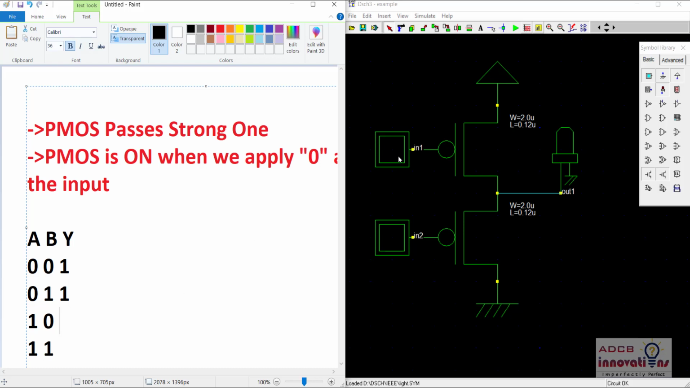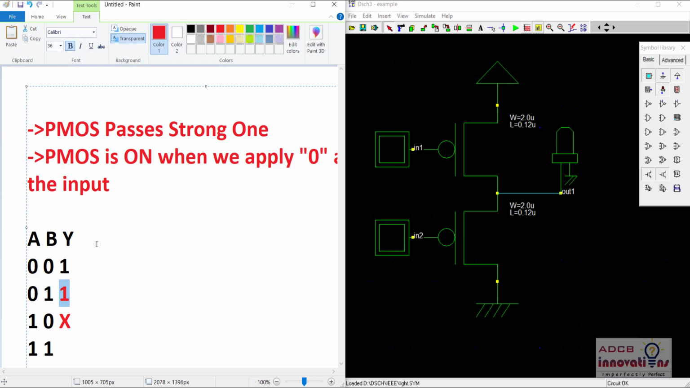Now talking about the next case, this is off and this is on. We are passing 1 here, so this is open circuited. No logic 1 is being passed from here, and this is 0, that means this is on, short circuited. So here we will be getting an undeterministic output because PMOS passes weak 0. We won't be getting the strong 0 here. Let me just change the color of these outputs to red.